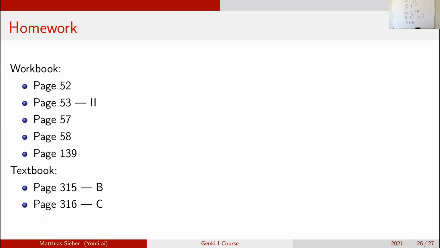Page 57 is just answering some questions regarding your best trip. Also, more questions around preferences and dislikes. Then page 58 is a listening comprehension exercise, which would be useful for the JLPT. Many people struggle with that. Page 139 is just for you: the kanji of this week and the previous week.